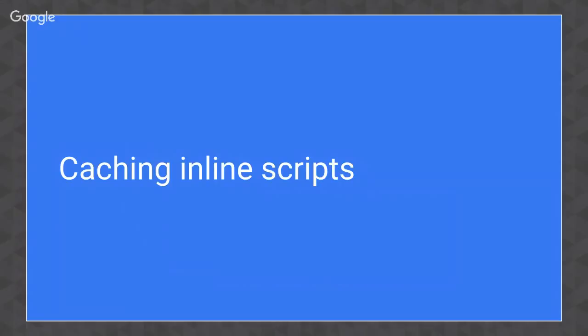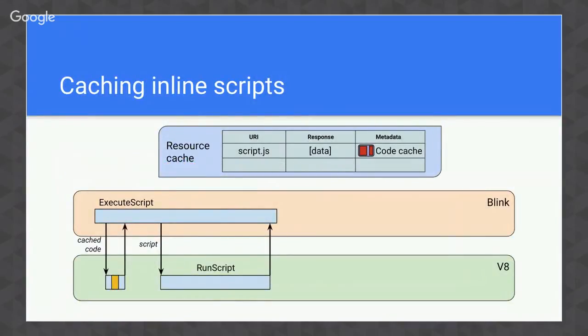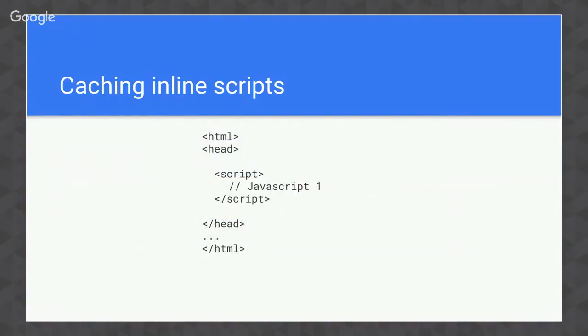Another thing that we're looking at is caching inline scripts. I mentioned this resource cache that happens for JavaScript files if you load them with a script tag that has a source that is an external JavaScript file. What happens if you have JavaScript directly in your HTML? What happens if you have two different scripts inside of your HTML?